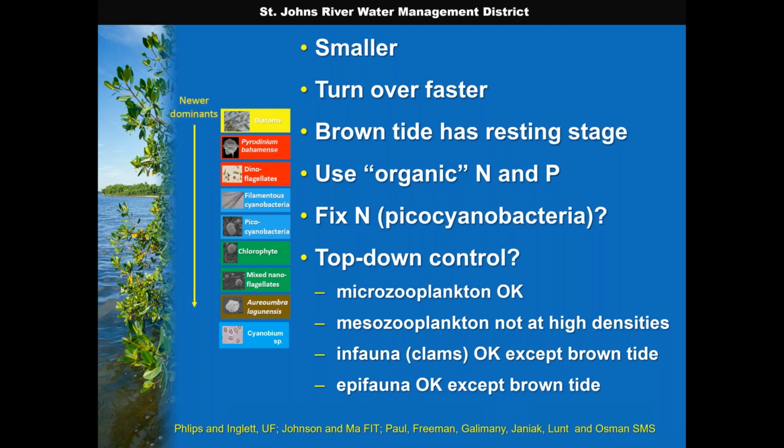But we also know that the top-down control is probably not as strong as it used to be. Microzooplankton may do all right on some of these things. Mesozooplankton, they don't seem to do well, particularly at high densities. Brown tide is not preferred by much of anything. It produces a mucus coating that seems to inhibit a lot of the grazers.